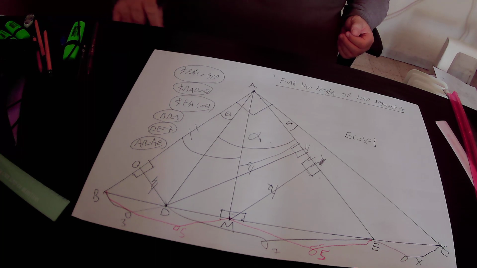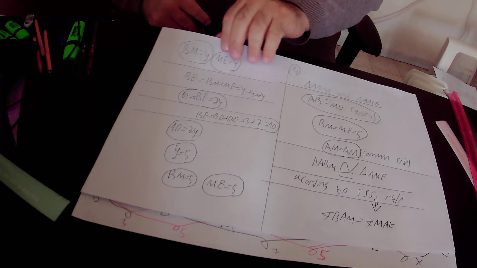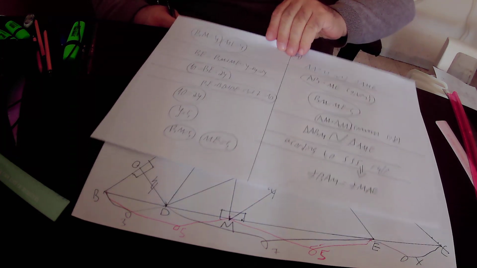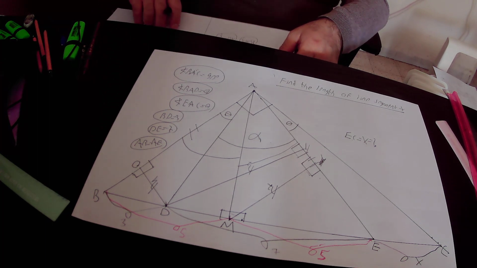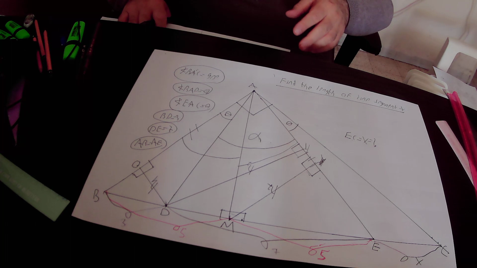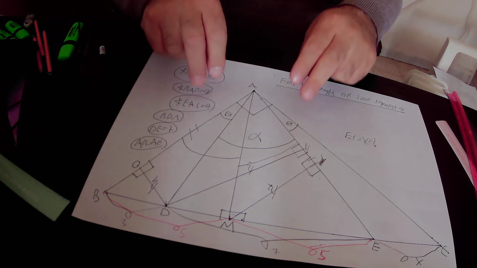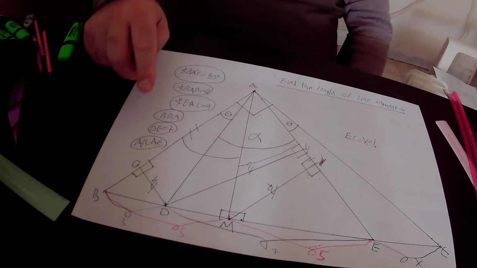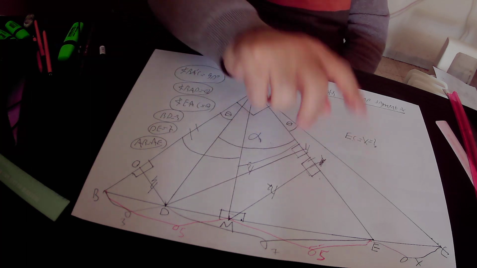I'll repeat again. Angle BAM is equal to angle MAE according to the rule that corresponding angles in congruent triangles are equal to each other. Those two triangles can go into each other. Therefore, the corresponding angles, that is to say angle BAM and angle MAE, will be equal to each other.